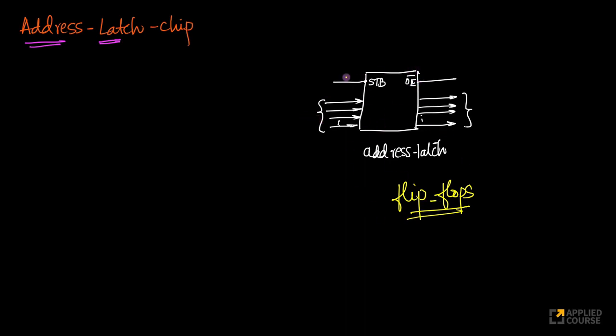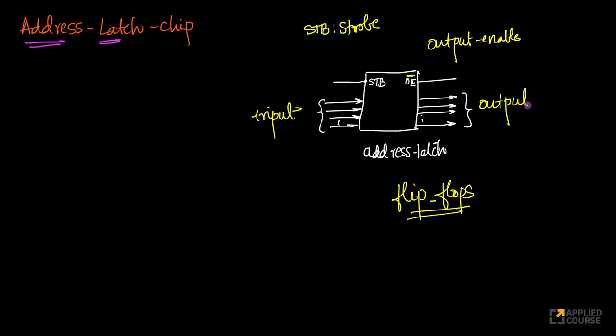The address latch chip itself has four very important things. It has something called a strobe. STB stands for strobe. I'll explain how all of these work. OE stands for output enable. And remember, this is an active low pin. That's why there is a bar on top of it. This is an active high pin. Then you have a bunch of input lines and a bunch of output lines. That's all there is.